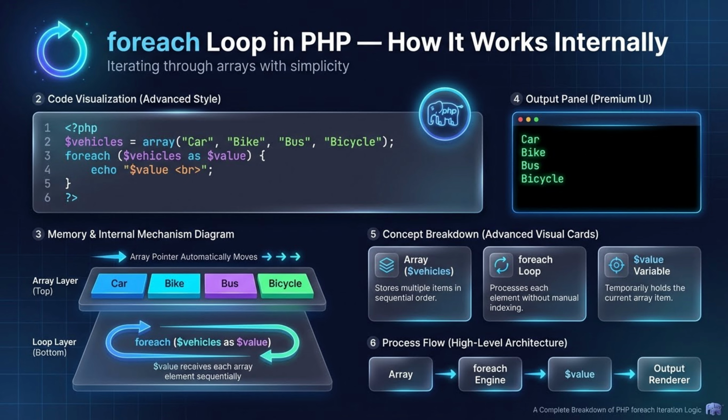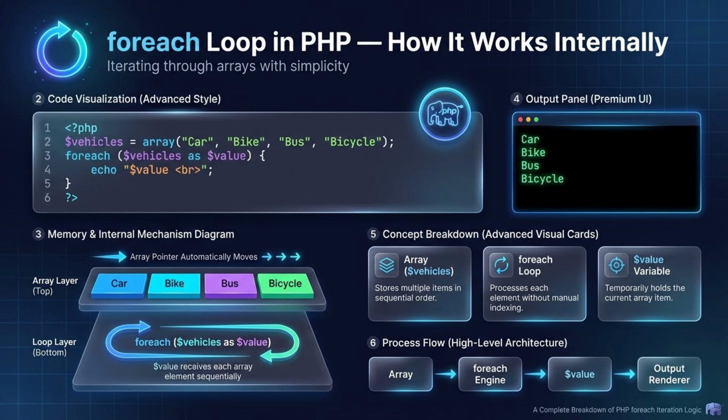Once the current cycle finishes, PHP automatically shifts the pointer to the next element. On the second iteration, value becomes bike, followed by bus, and finally bicycle. This hidden pointer movement continues until all elements have been processed, and then the loop naturally ends.